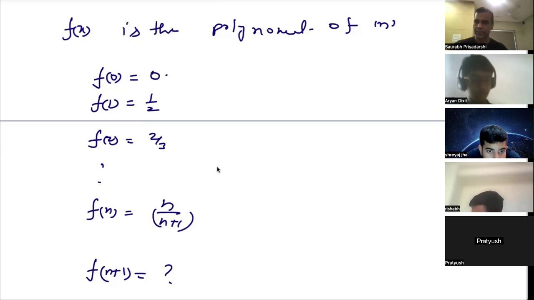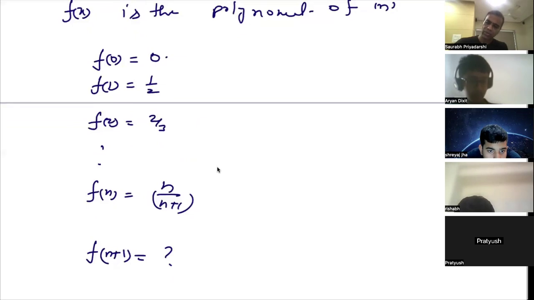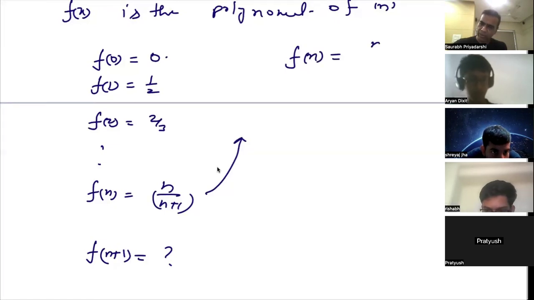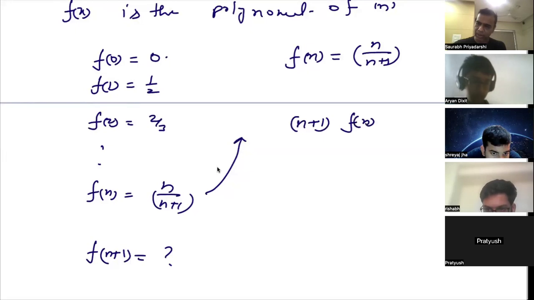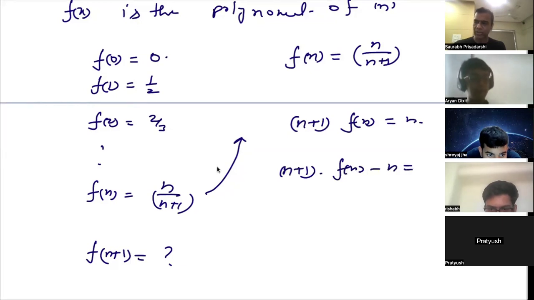Let's start. I have changed this question a little bit. A polynomial of degree n and leading coefficient is given, so you can see this is given, right? So from this I can say f(n) is equal to n by n plus 1. Or I can rewrite this as (n plus 1) into f(n) is equal to n, or I can rewrite as (n plus 1) into f(n) minus n is equal to 0.